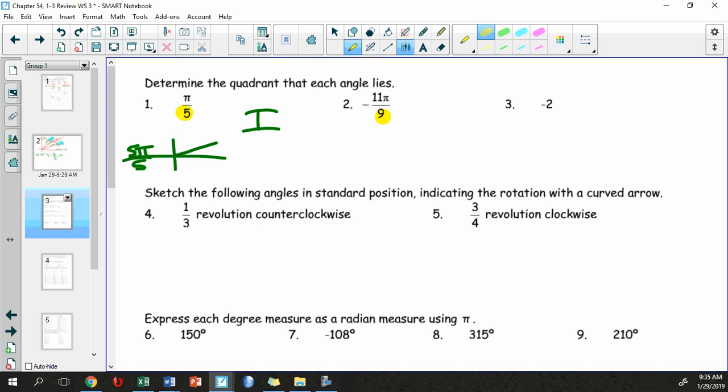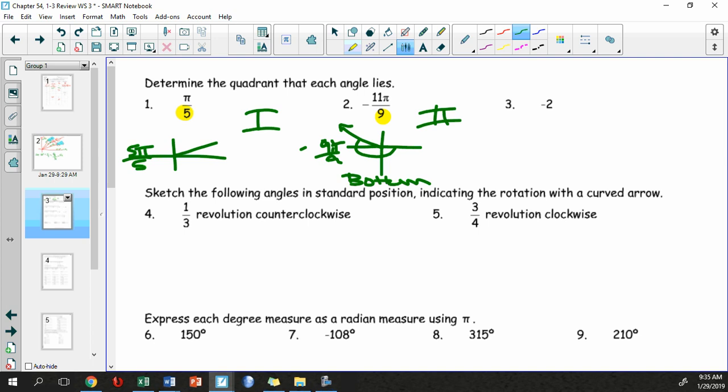My denominator's a 9. So what am I going to split this up into? I have 9 pi over 9. However, it is negative. So what does the negative mean? I'm opening clockwise, down and to the left. Down and to the left is the direction I'm opening. I have 9 slices in the bottom, and I have 9 slices in the top, right? How many slices do I need? I need 11 slices, which means I need to take all 9 at the bottom and then 2 more up here. Yes? So what quadrant am I in? I'm done. Do we understand that? Yes?